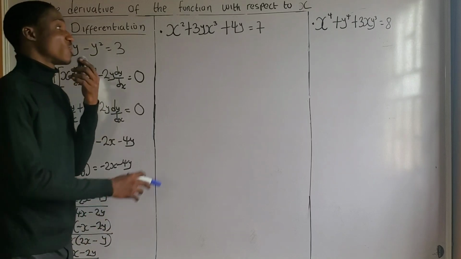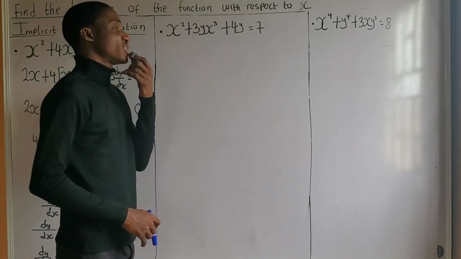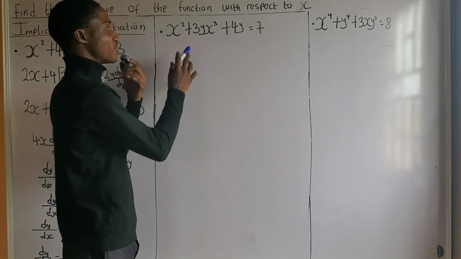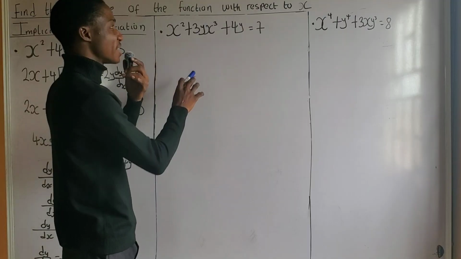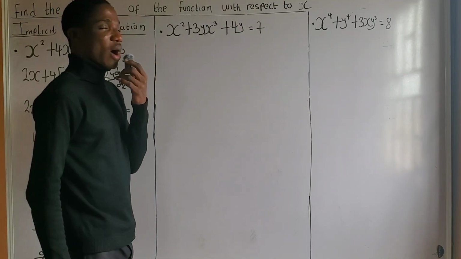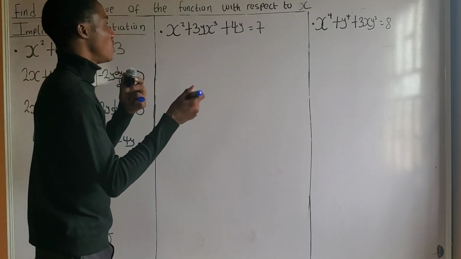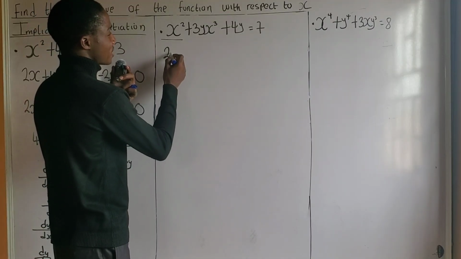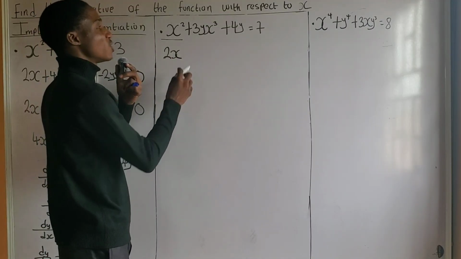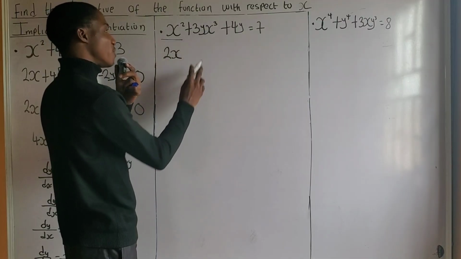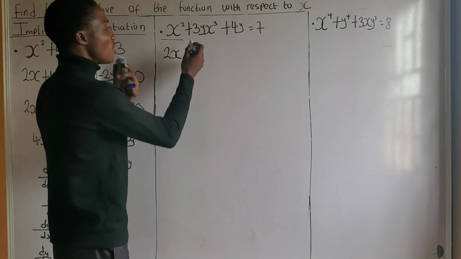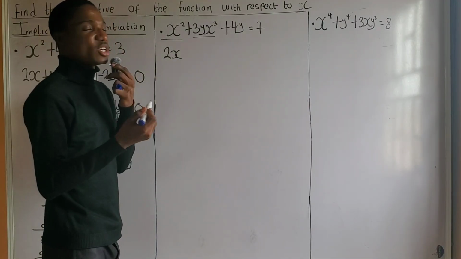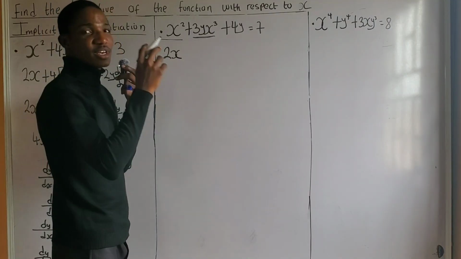Okay, let's consider the question that we have on the board. We are asked to differentiate y with respect to x in this function, x squared plus 3y x raised to the power of 3 plus 4y equals to 7. Okay, differentiate x squared, you're going to have 2x. Now, because we have 3y x raised to the power of 3, the sign between all these terms is what? Is a product sign. So I'm going to differentiate it using product rule.